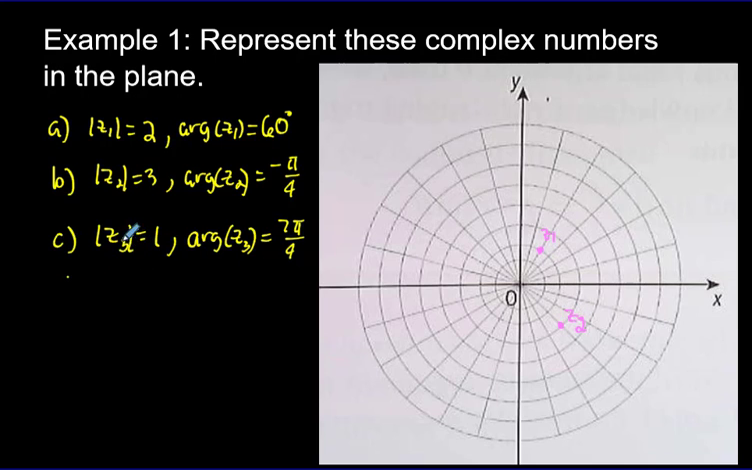Now this one has a length of 1, but an argument of 7 pi over 4. Well, 1, 2, 3, 4, 5, 6, 7. It's actually in the same place right here, but it only has a length of 1, so that's right there. And that's Z3. And there you go.